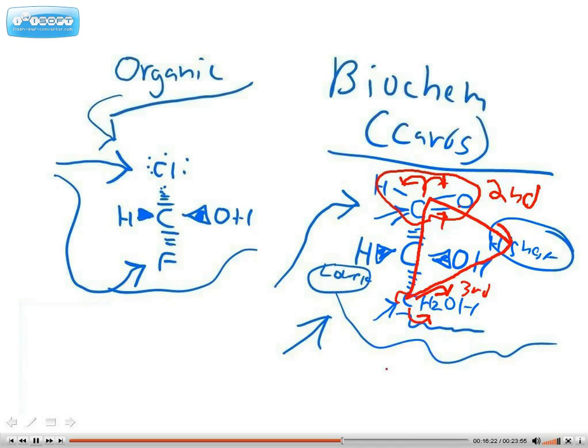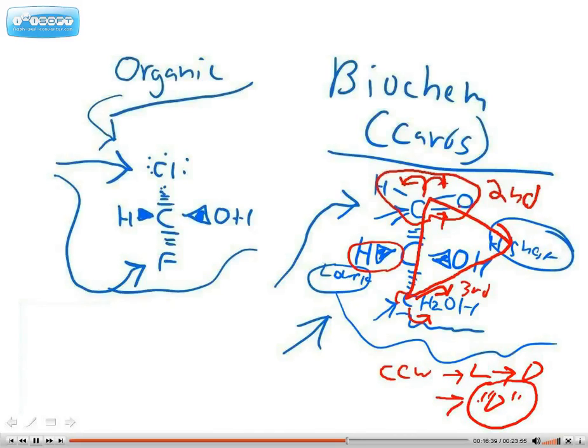So in this case, this would be counterclockwise, which would be considered L. However, the wedge is coming out for the lowest priority, so we have to flip it from L to D.